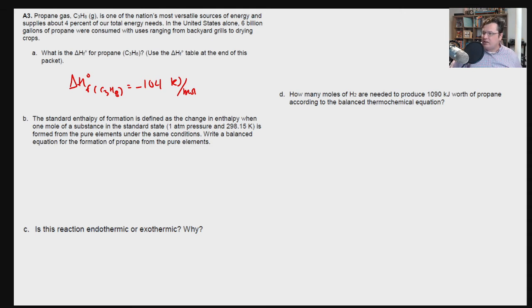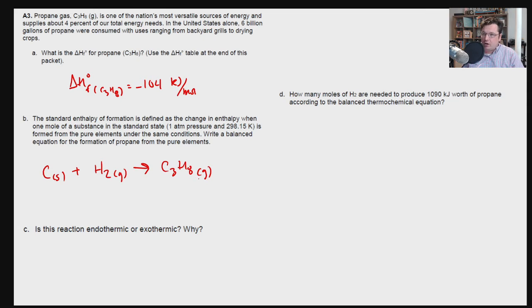The next thing is, the standard enthalpy of formation is defining the change of enthalpy when one mole forms. Basically write out what the elements are that form it, so that we can get the balanced equation. We only have carbon and hydrogen. Carbon in its standard state is solid, graphite in this case, and then we have hydrogen, which is H2 gas at room temperature and 1 atmosphere, and that combines to form C3H8 gas in this case.